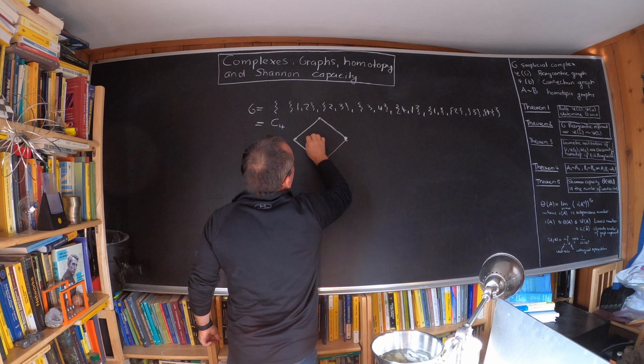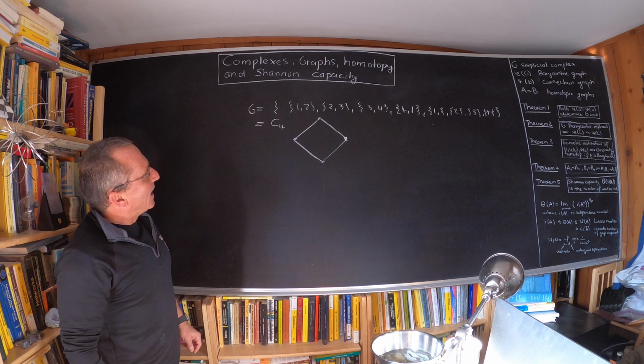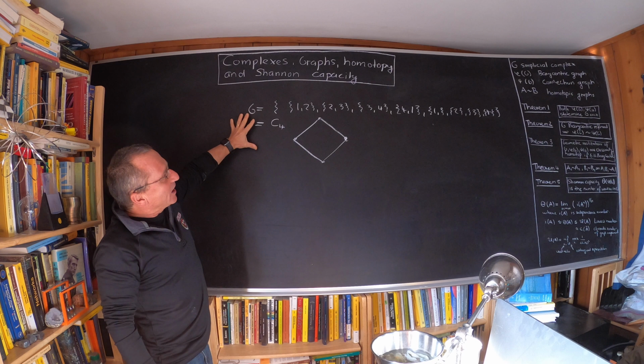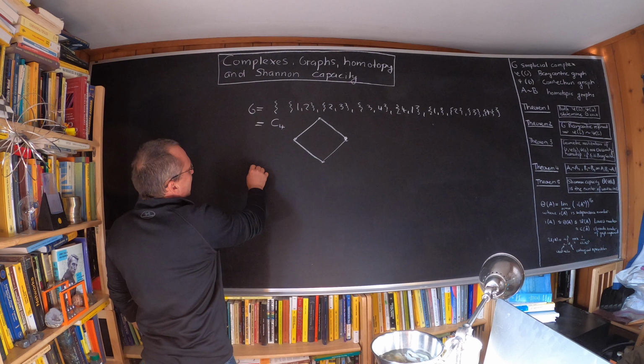So these are the vertices here. These are the edges. But it can be higher dimension, and so it's an arbitrary set of sets closed under the operation of taking finite non-empty subsets. And this forms a nice category of objects. We can assign to this G two graphs. One of them is phi of G, which is the barycentric graph.